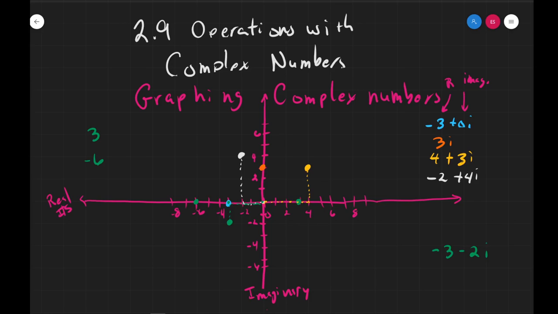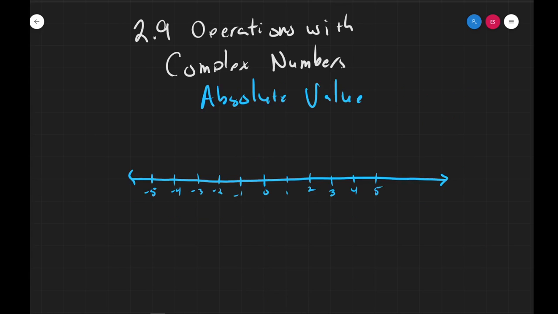So now, hopefully that brings up the next idea that we're going to talk about. Recall that when we're talking about absolute value, we're talking about the distance a number is from 0. So let's say we took the absolute value of our number 2. Our number 2 shows up on our number line here, and it is 2 units from 0. All right, so the absolute value of 2 is 2.